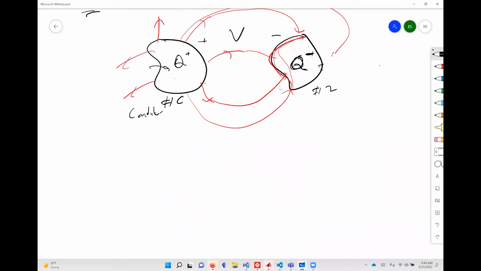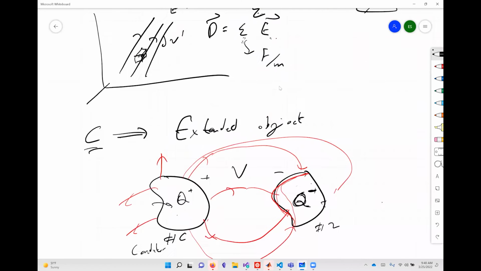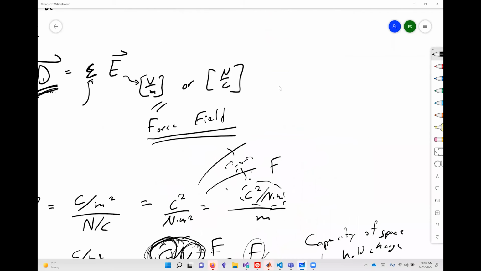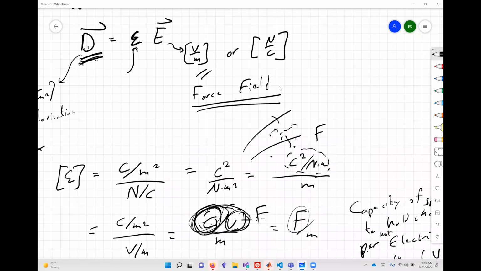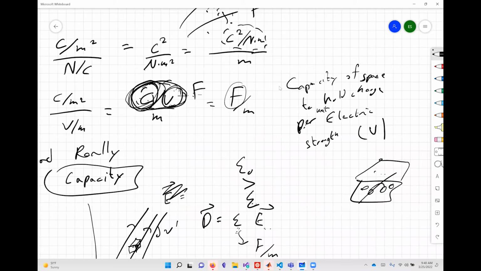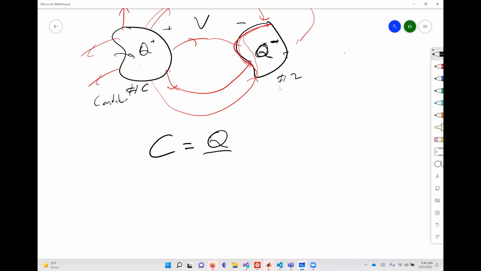So the capacitance of this extended object, similar to the differential volume, is just charge over volts. It's just going to be the total charge over the total voltage between those two objects. So this is the lumped parameter capacitance. This is essentially you have a structure and you get a charge accumulation, and this charge accumulation always comes with the voltage, and the ratio of the Q over V is C.